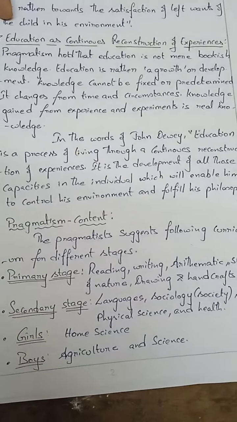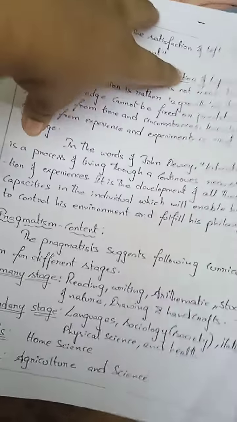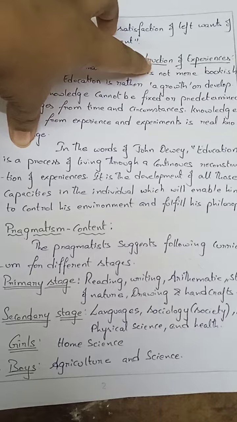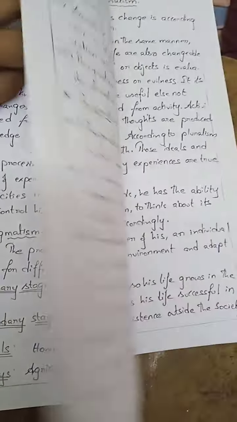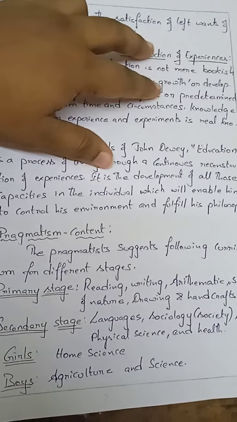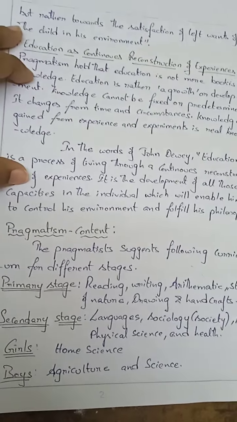Pragmatism content. Pragmatism suggests the following curriculum for different stages. At the primary stage: reading, writing, arithmetic, study of nature, drawing, and handicrafts. At the secondary stage: language, sociology, maths, physics, science, and health. For girls, home science, and for boys, agriculture and science.